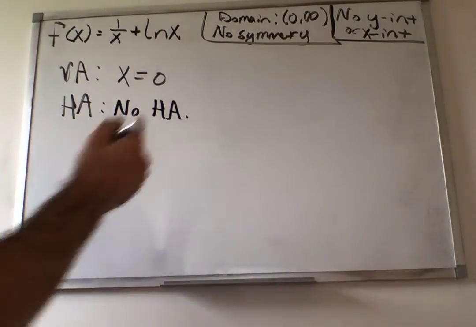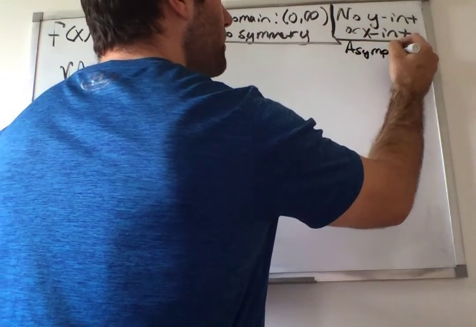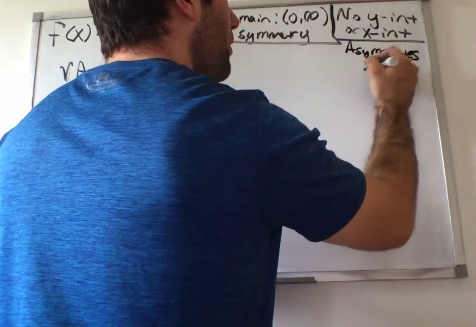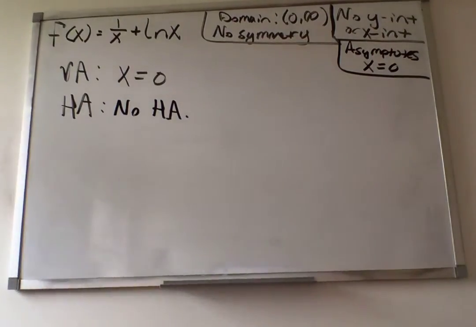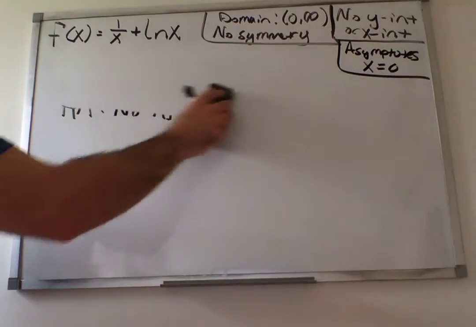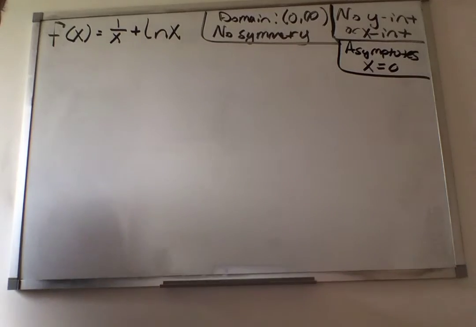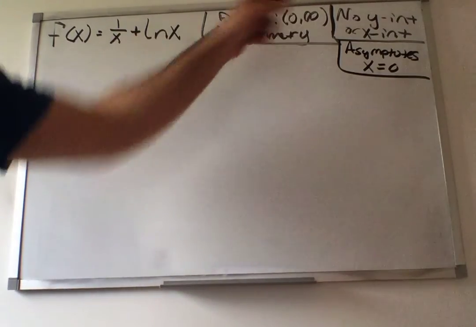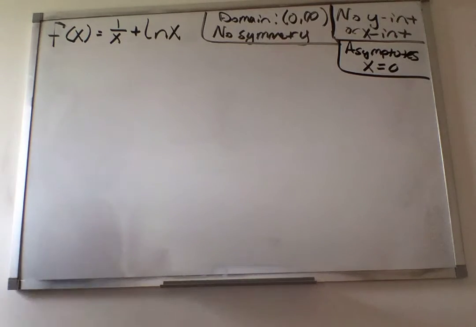So let's record that over here. Asymptotes only at x equals 0. Now we could have checked the other direction. The limit as x goes to negative infinity. However, if you look at our domain, it's from 0 to infinity, so we didn't need to check that other one, okay? Finding intervals of increase and decreasing, okay?